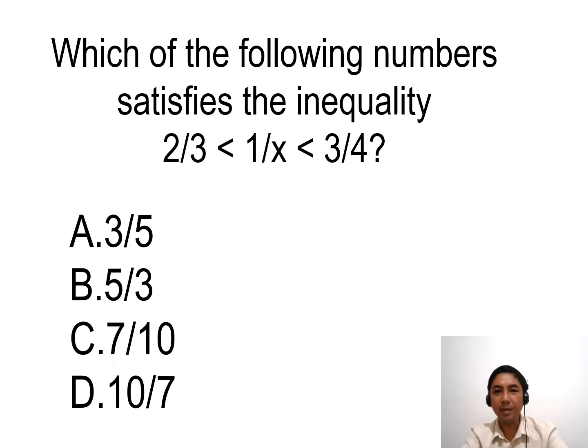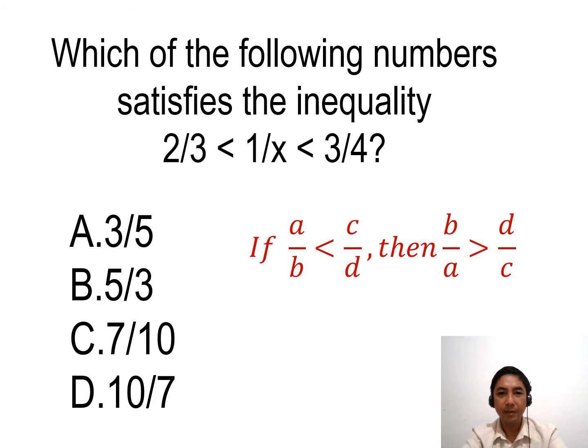Which of the following numbers satisfies the inequality 2/3 is less than 1 over x is less than 3/4? There's a concept that if you are given a over b is less than c over d, then the reciprocal, b over a, is greater than d over c. In other words, we need to change the sign from less than to greater than.